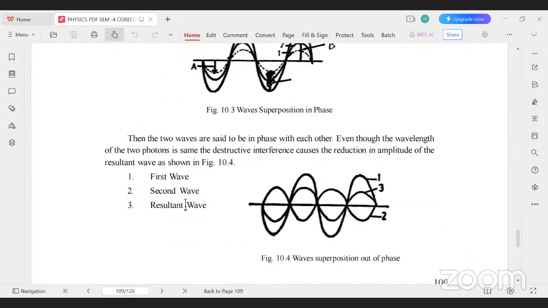So first wave, second wave, and the resultant wave. This is the first wave, and the one coming from here will be the second wave. Here we can see 1, 2, and 3. First starts this way, second starts this way. So first, second, and third wave. The one combining both the waves is the third wave, that is the resultant wave. Is it clear? First wave and second wave; combining both, we get a resultant wave. Wave superposition out of phase.